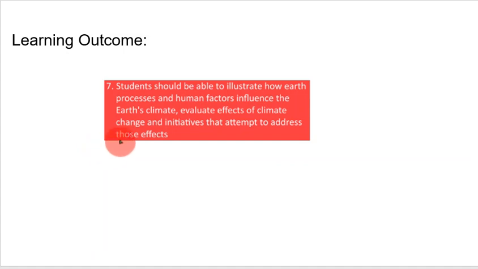Students should also evaluate the effects of climate change. Some of the effects that climate change can have are that sea levels increase and overall global temperatures increase. That can have a massive impact on weather. And some are the initiatives that attempt to address those effects. We looked at, for example, governments putting carbon taxes on, and certain countries having agreements to limit the amount of greenhouse gases that are being produced as well. So these are some of the learning outcomes that we've looked at in relation to climate change.